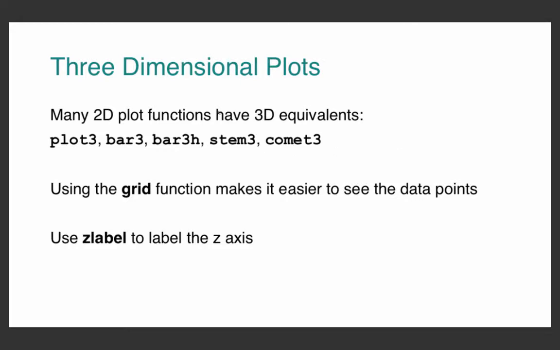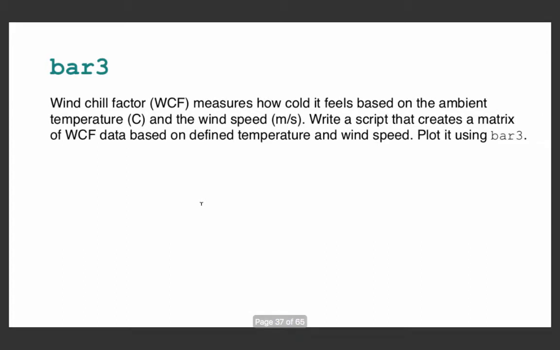So let's look at 3D plotting. Many of the 2D functions have 3D equivalents. We have plot3, bar3, barh3, stem3, and comet3. We use zlabel to label the z-axis in our 3D equivalents.